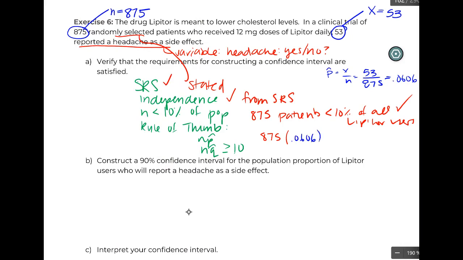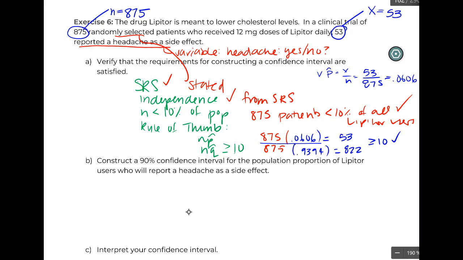And technically we also need to check NQ hat, but theoretically we can already see that as long as this one is greater than or equal to 10, NQ hat will also be greater than or equal to 10, because 6% of 875 is much larger than 94% of 875. So if we check this out, we get back out our X, because all we're doing is undoing our calculation here. And then this will be the leftover people. Both of those are greater than or equal to 10. So we have everything we need in order to create a confidence interval.